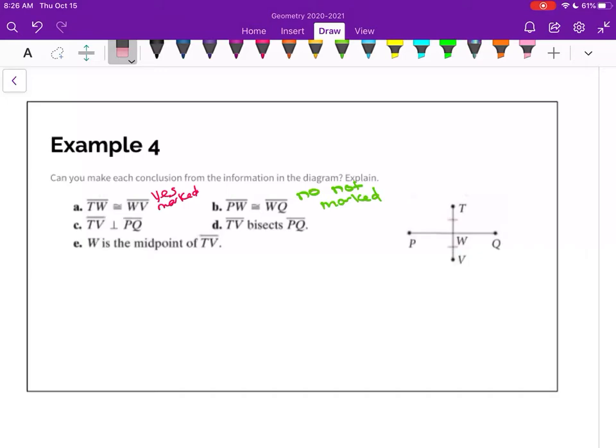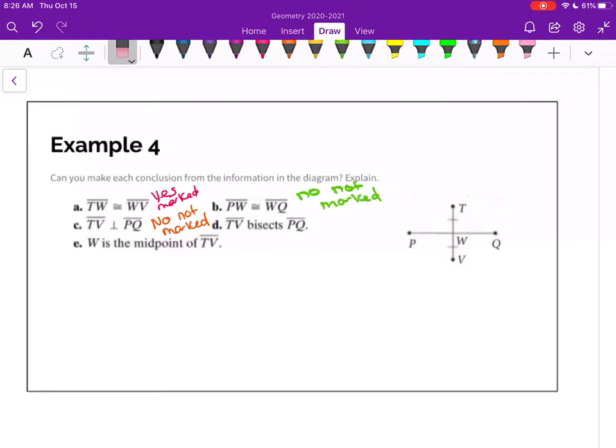The next thing is TV perpendicular to PQ. Okay, so let's look at that. So TV perpendicular to PQ. They look perpendicular, but they're not because it's not marked. Okay, no, not marked.